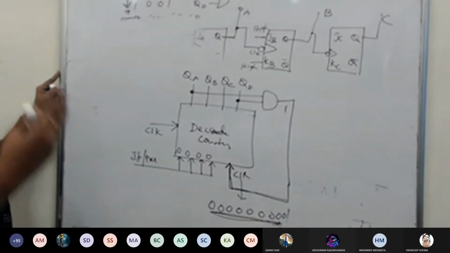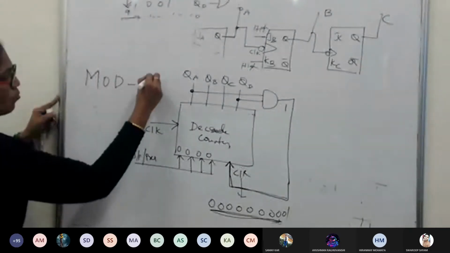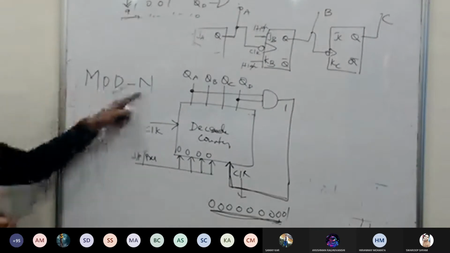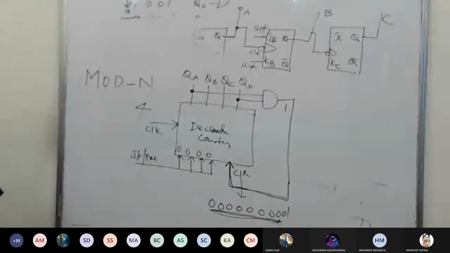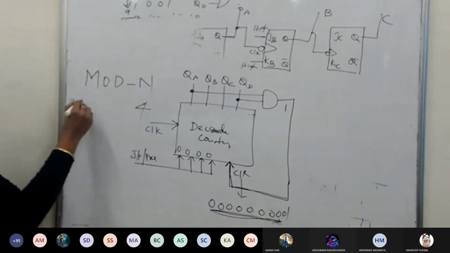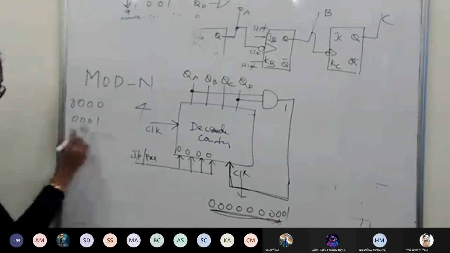From this idea only, they got the evolution of mod N. Now if you tell me I want to count only 4 states, this is just an extra example, that means 0, 0, 0, 0, 0, 0, 0, 1, 0, 1, 0, 0, 0, 1, 1.